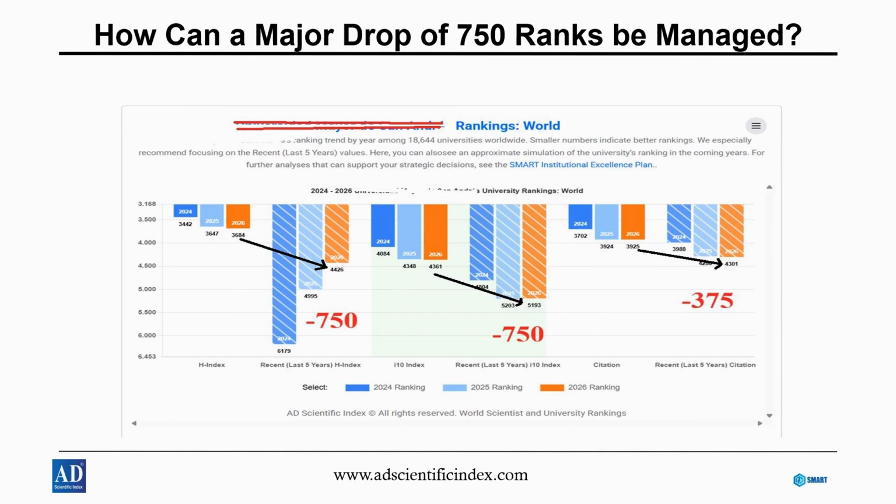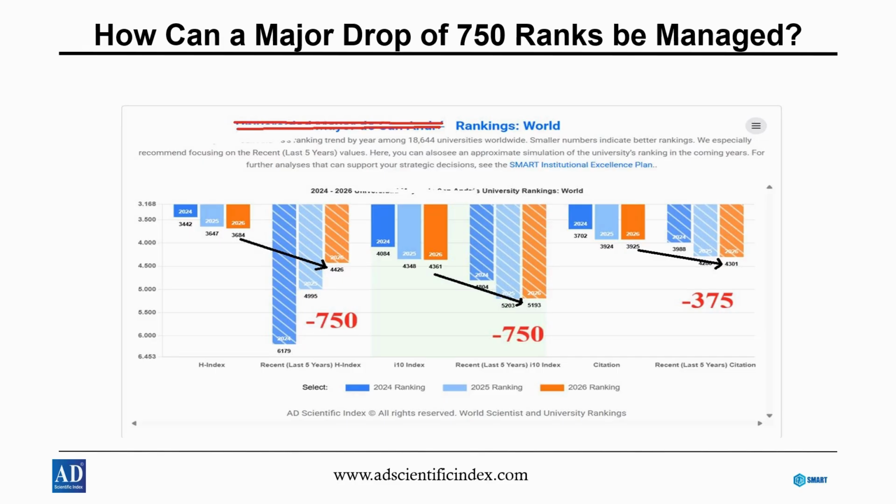This simulation highlights how institutions may rise or fall in global standings, and helps guide strategic planning using data-driven forecasts. Imagine your university faces an unexpected drop of more than 750 places in global rankings. The decline is driven by weakening recent H-index, I-10 index, and citation performance. And the trend continues year after year.